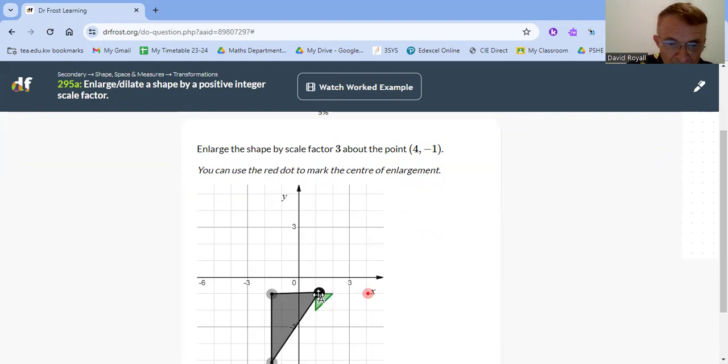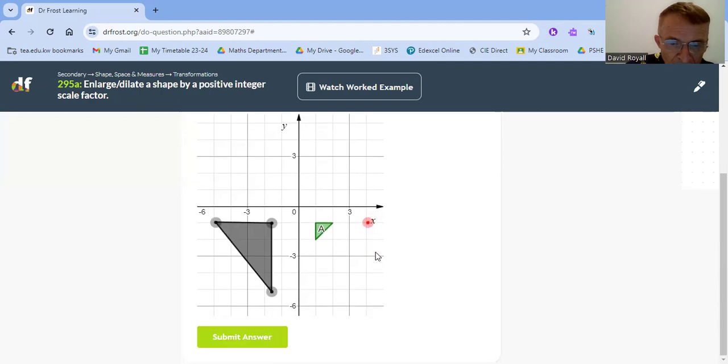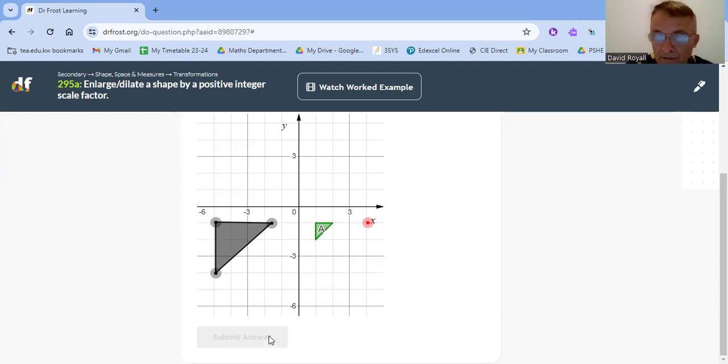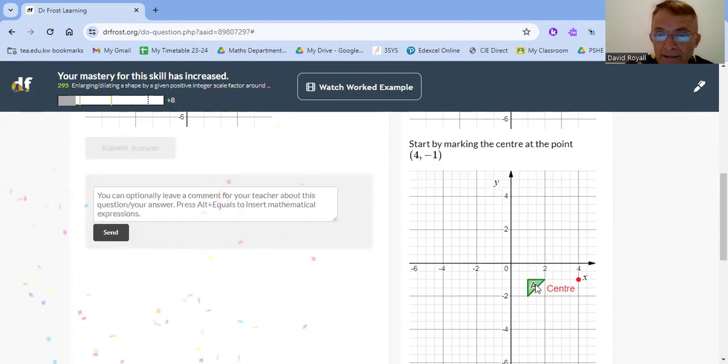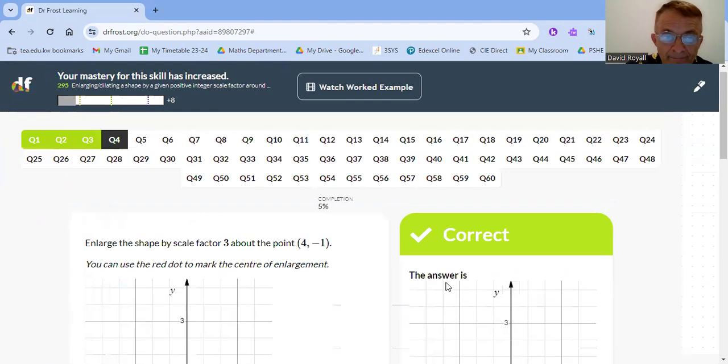1, 2, 3. Okay, so 3 3s are 9. I've already done 3. 1, 2, 3, that's 6. 1, 2, 3, there we have it. Now then, what about this one? 1, 2, 3 across and 1 down. So that now becomes 9 across and 3 down. 9 across and 3 down. Bing. Easy, isn't it?